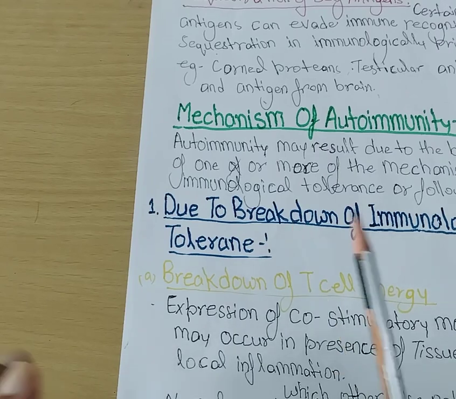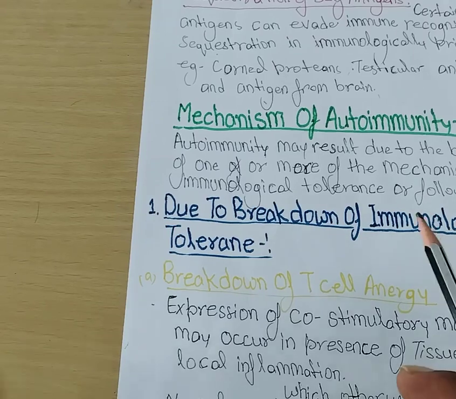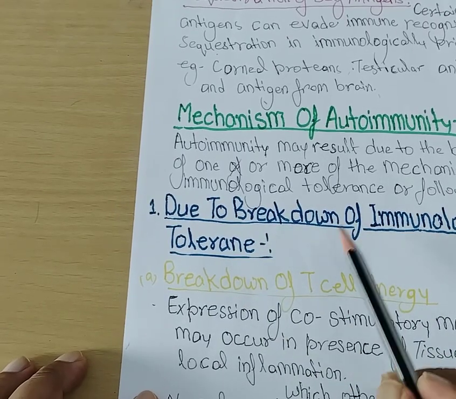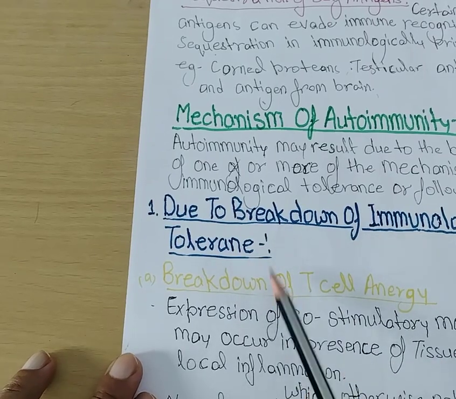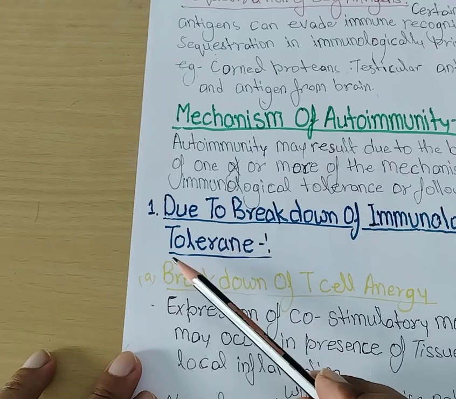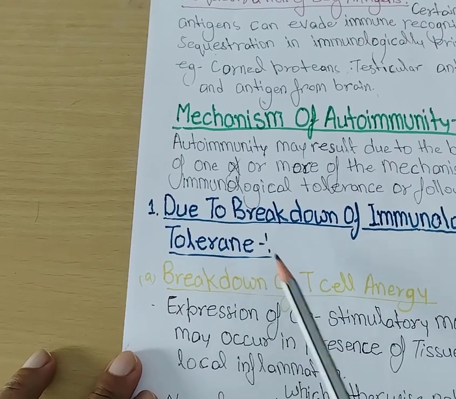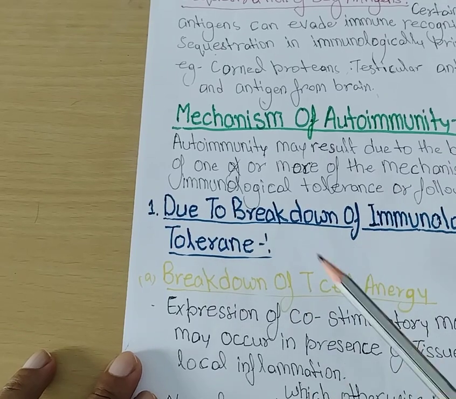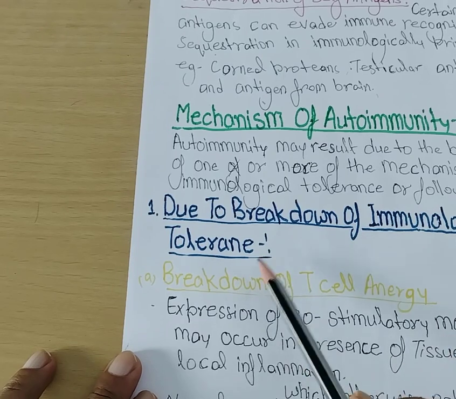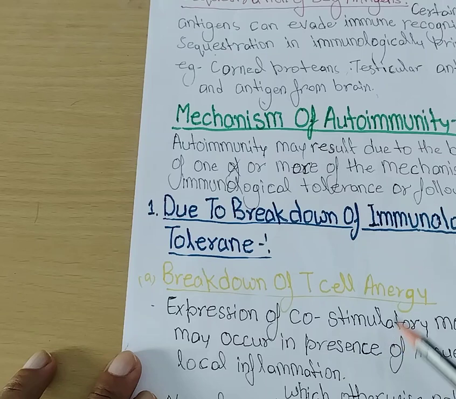There are two basic mechanisms, or two reasons, for developing autoimmunity. One is due to breakdown of immunological tolerance. Here the immunological tolerance mechanism fails to control the response of self-reactive T cells or B cells.